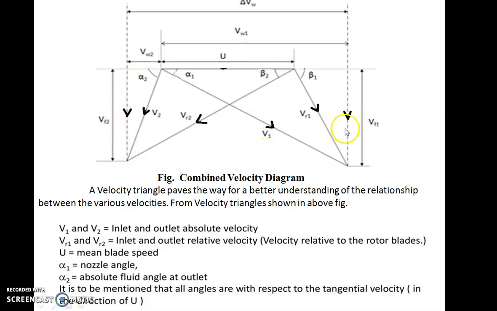So between v1 and vf1 you see vw1. Between vr1 and v1 there is u. Between vr2 and v2 there is again u. And between vf2 and v2 there is vw2. Likewise you have to remember. And vw1 plus vw2 is also called delta vw, which is shown at the top side. So here vw is the component which is responsible for producing the work. That is the tangential work component of velocity.